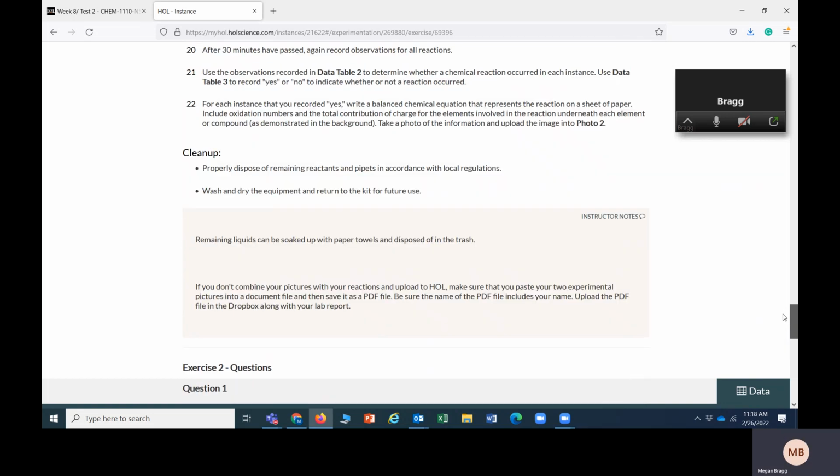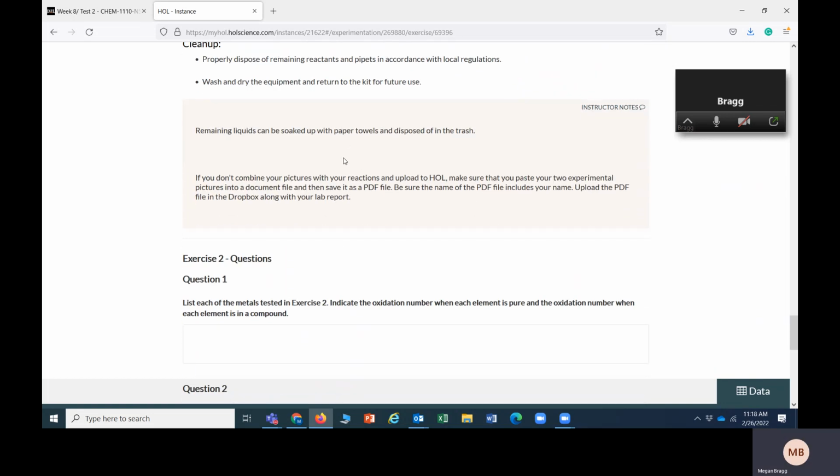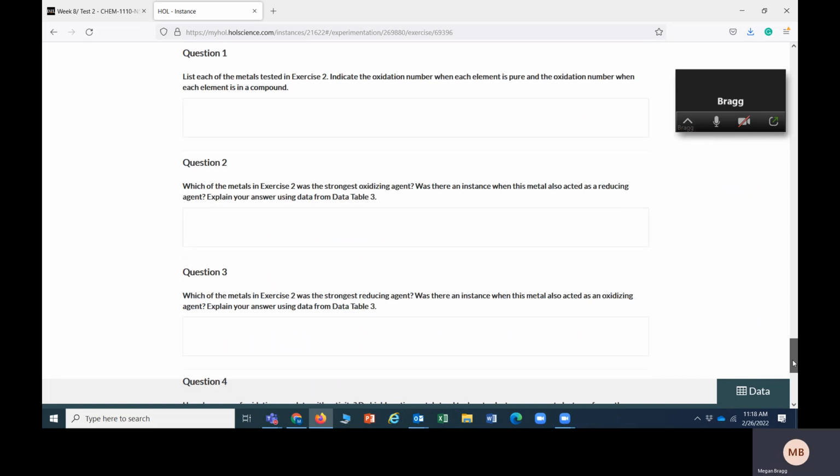There are some other tips in here about cleaning up. Don't combine your pictures. Oh, if you don't combine your pictures, make sure you paste your two experiment pictures into a file and put it in the PDF. Which is an oxidizing agent. Remember, reduction, the matching word for that is oxidizing agent. Those both should be describing the same reaction.